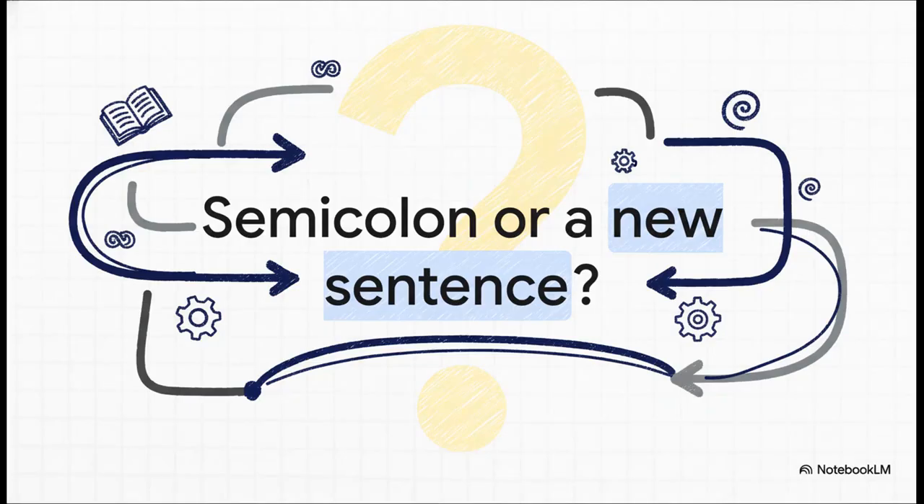Okay, let's tackle a question that trips up so many people. When you use a word like however to connect two complete sentences, what do you do? Do you use a semicolon? Or do you start a whole new sentence? Let's clear this up once and for all.